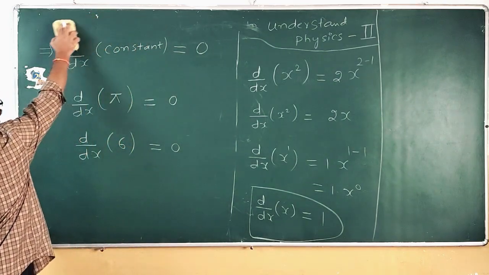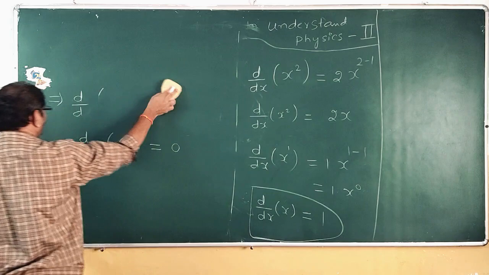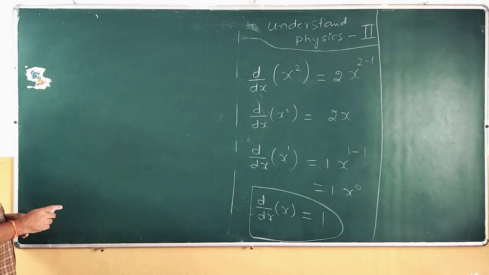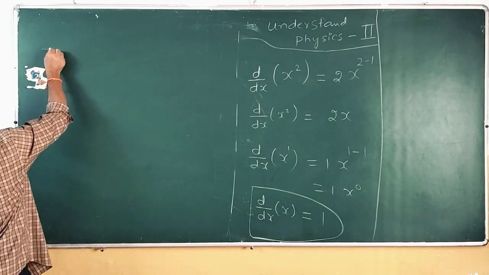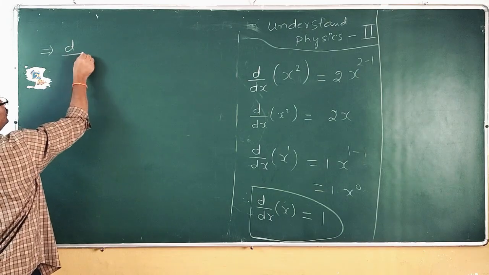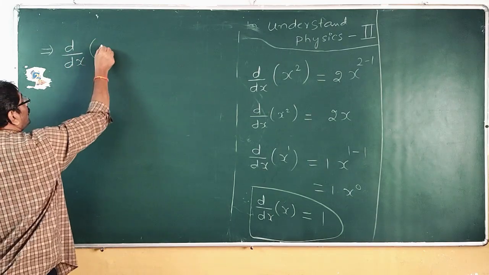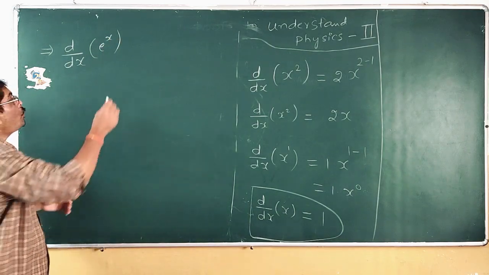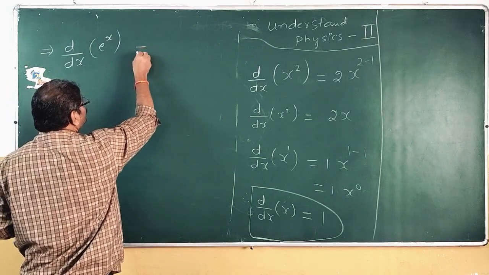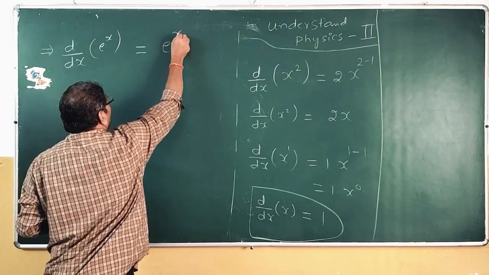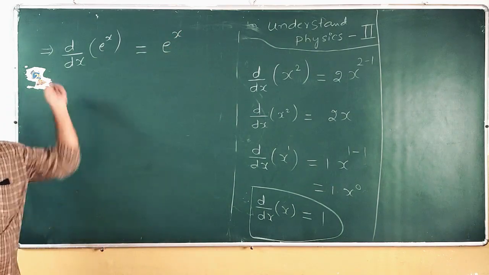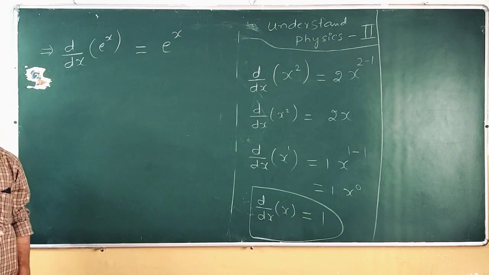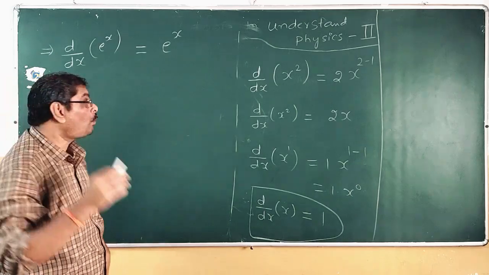Now once you are familiar with this, let us come to one more important thing under differentiation. That will be generally called differentiation of e power x. Remember, d by dx of e power x will be numerically equal to e power x. So directly remember, differentiation of e power x is e power x.